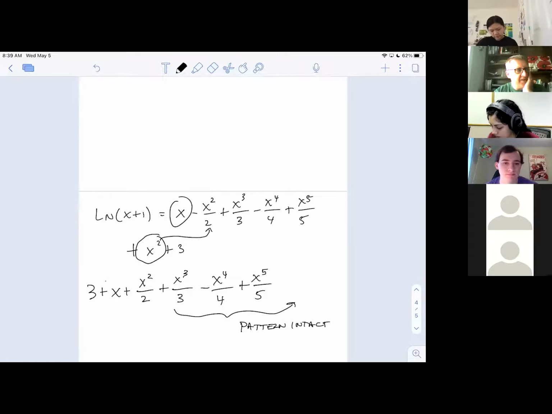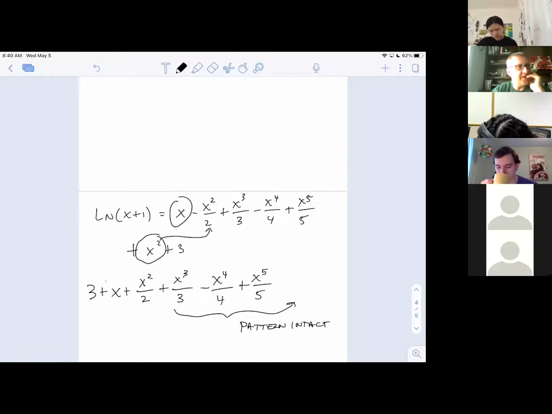So basically our 3 and our x squared screwed up 2 of our terms. It screwed up our constant in front, which was 0 in this case. But everything else is left unchanged. And so there's our answer. We're done. There's an expansion for the natural log of x squared, x plus 1 plus x squared plus 3.